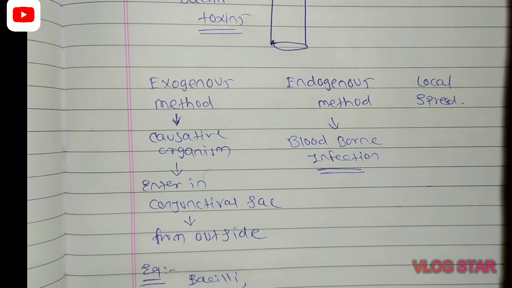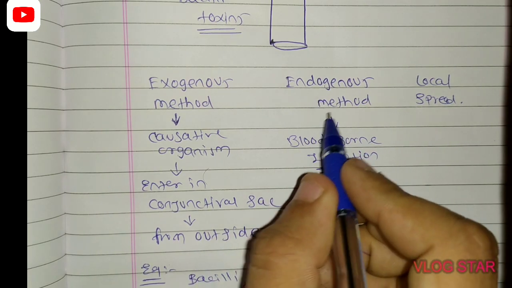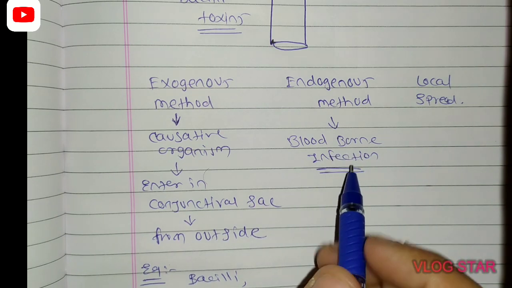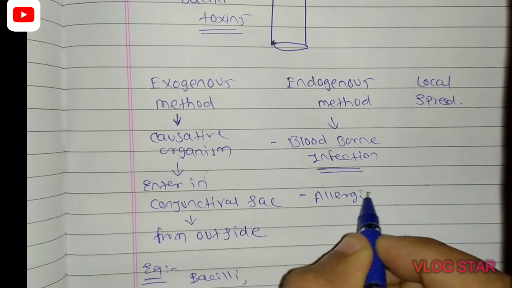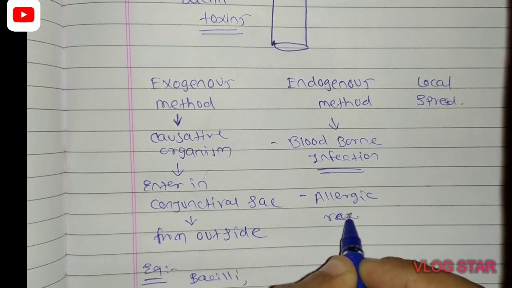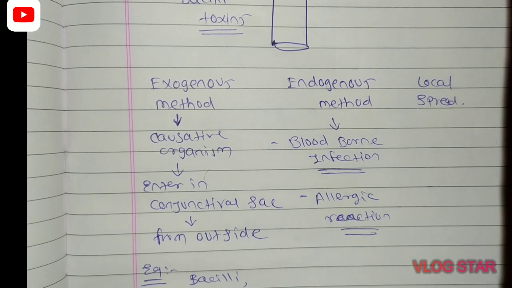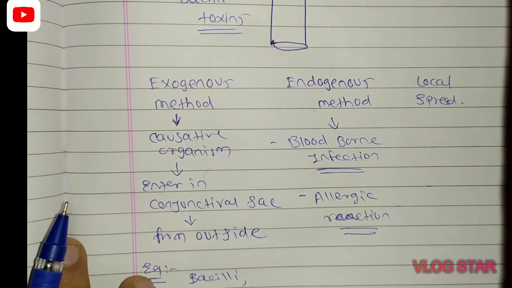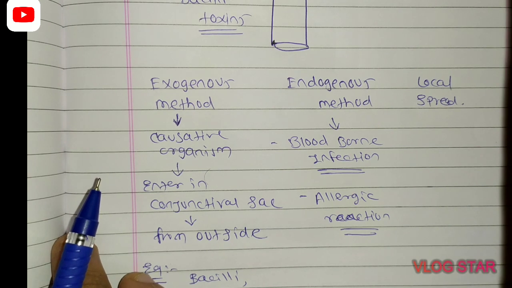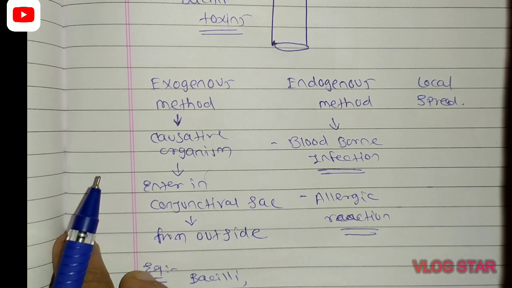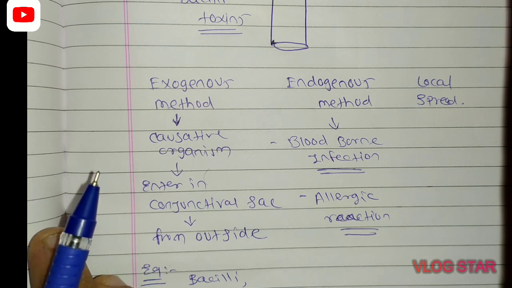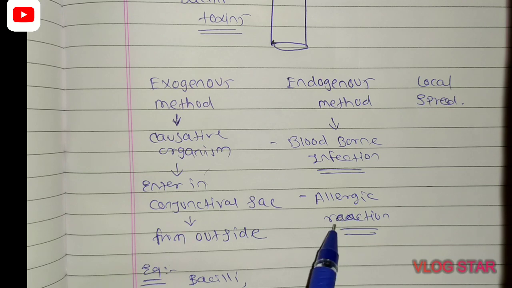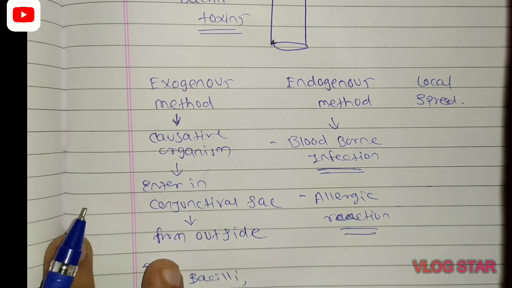That is the cause of infection which is present inside our blood vessel or inside the blood. That is, in the endogenous method there is a blood-borne infection or there may be an allergic reaction. So in the endogenous method of infection there may be a blood-borne infection, that is the causative organism for infection is carried into the blood, that is the infectious cause inside the blood vessel or inside the blood, or it may be due to the allergic reaction. This is nothing but the endogenous method.